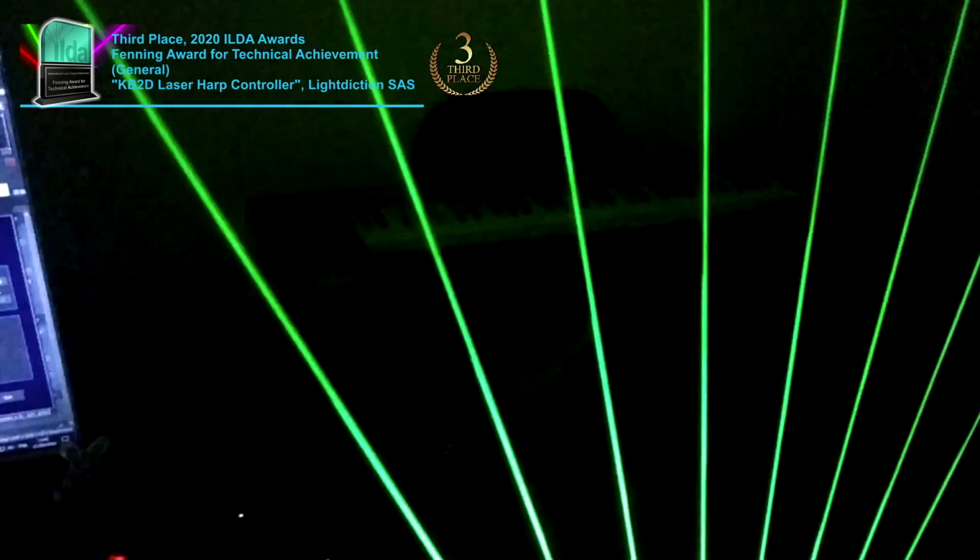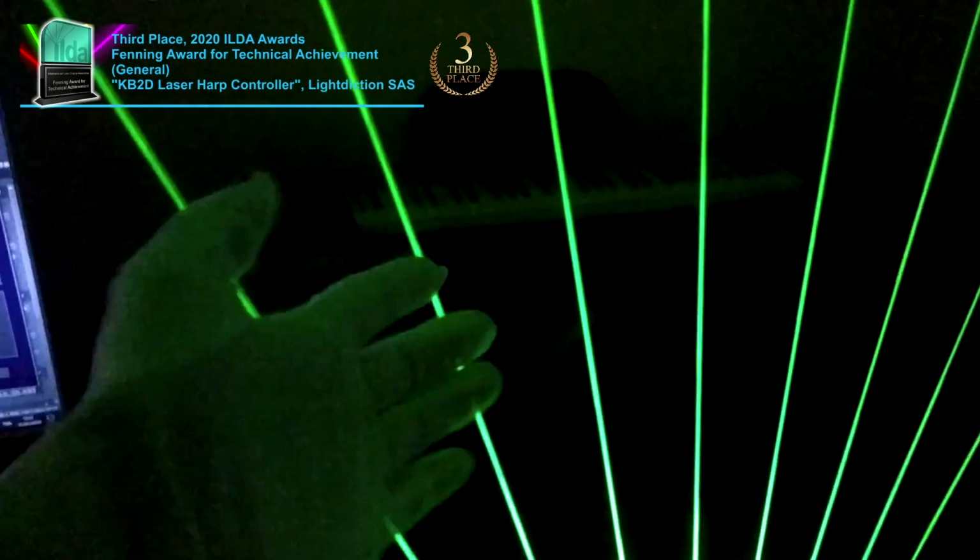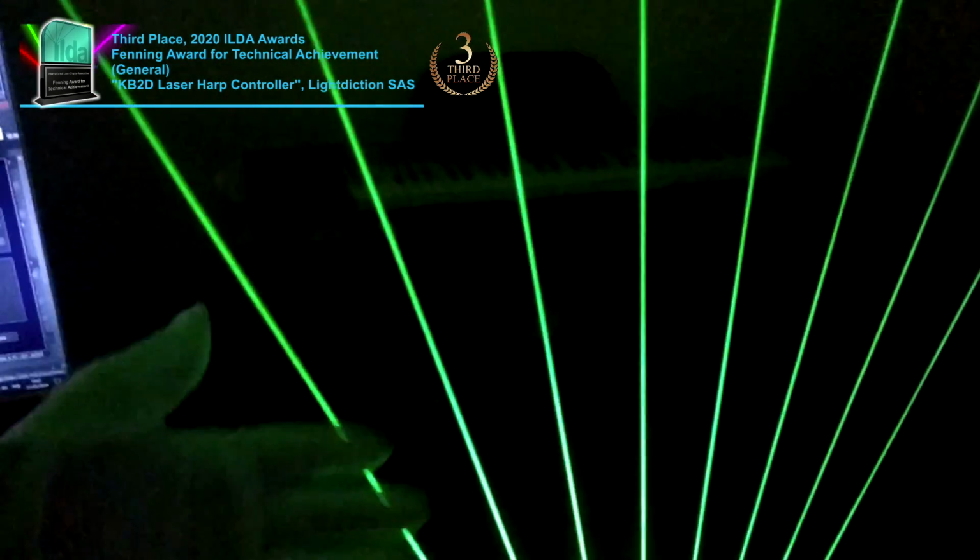We can also interact with two beams at the same time. For sure, we can also interact with the hand. Here I'm using a white glove.